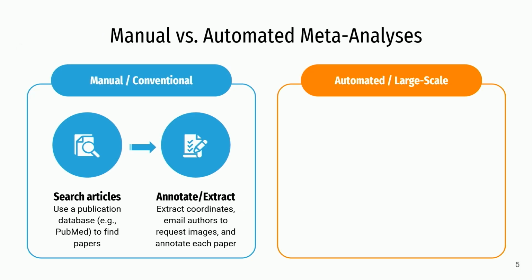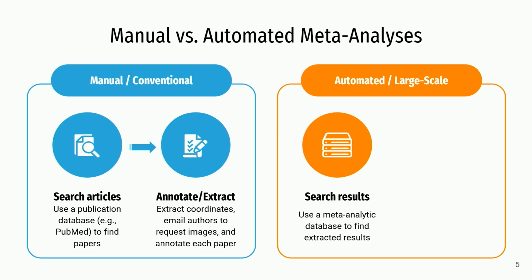So just a high-level overview of manual versus automated meta-analyses. When you're running this manual or conventional meta-analysis, you're starting from scratch. And so you are having to start at step 1. You're going through and you're using some sort of publication database like PubMed or maybe even Google Scholar to search and find all of the relevant neuroimaging papers that are related to your question of interest. And then you have to go through all of these papers and annotate all of the relevant information in them and then extract those XYZ coordinates that James was just talking about from each of these papers.